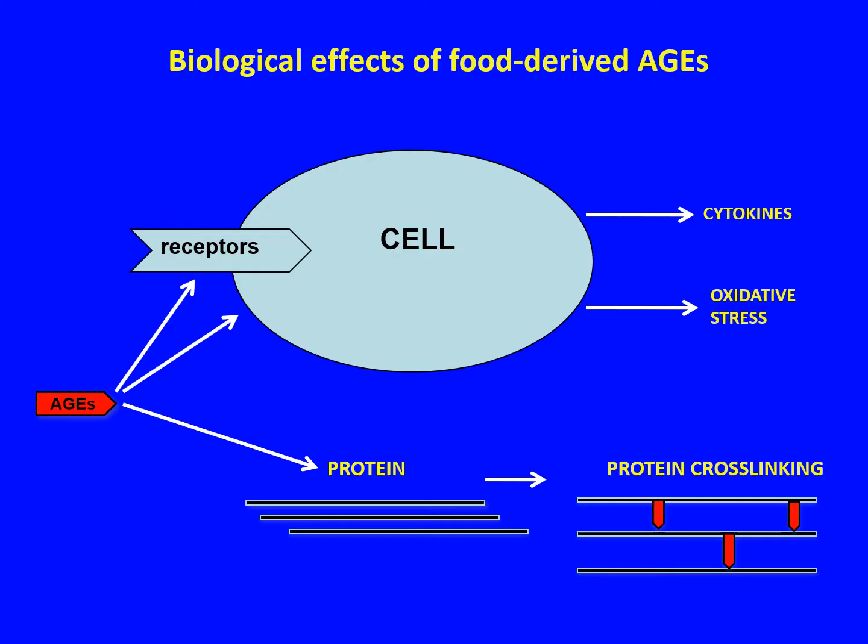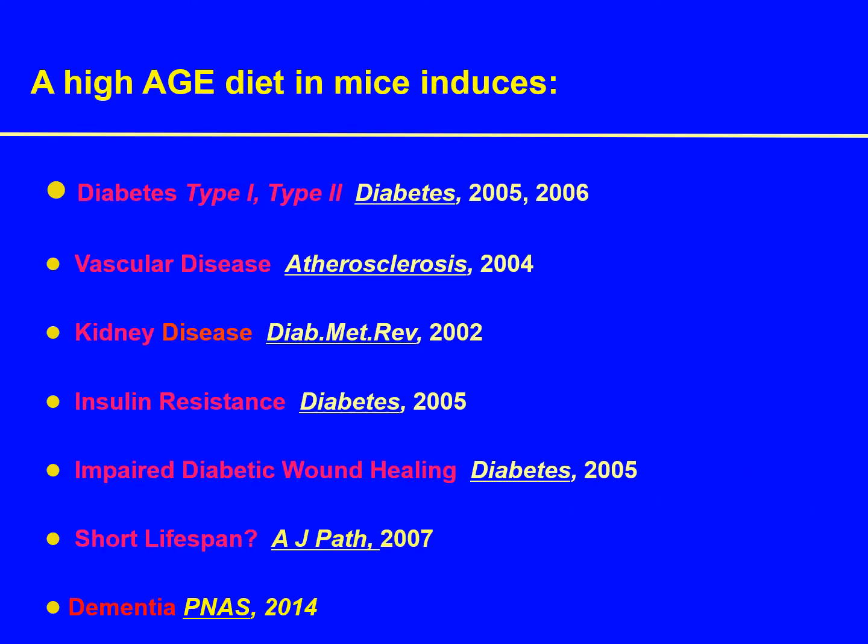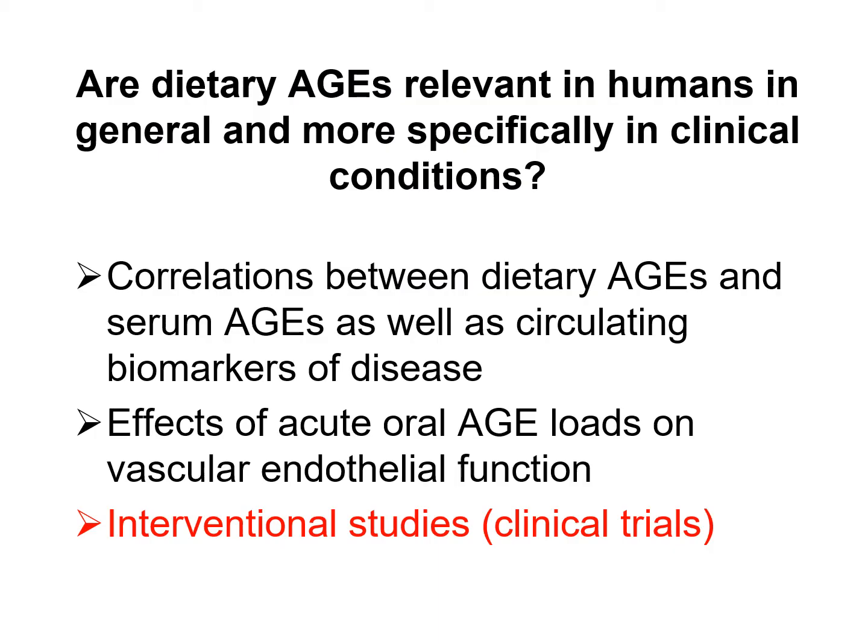We and others have demonstrated that a portion of AGEs in food will get absorbed and incorporated into the body AGE pool, becoming there indistinguishable from endogenous AGEs. Now, a high dietary AGE intake in mice has produced almost any known chronic disease such as diabetes type 1 and 2, atherosclerotic disease, renal disease, insulin resistance, impaired wound healing, and more importantly, a low AGE diet has prevented all the same conditions.